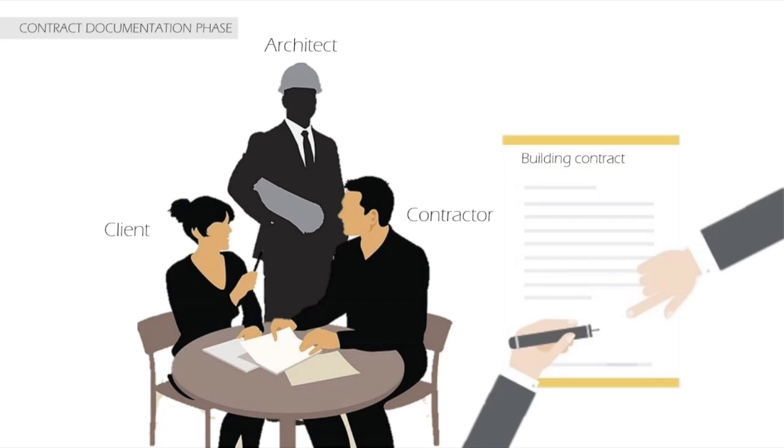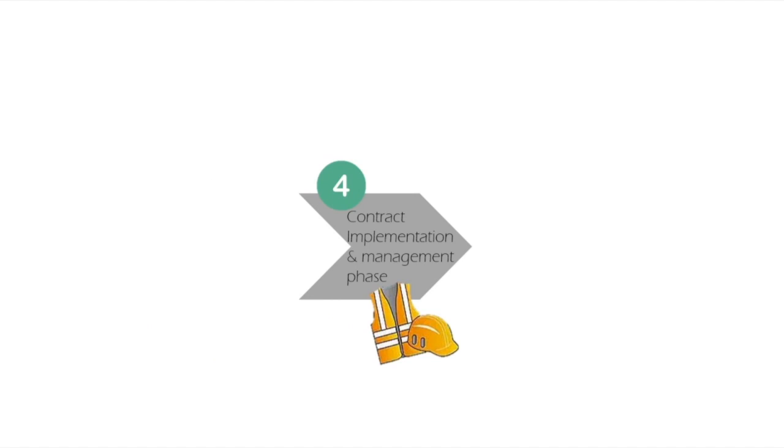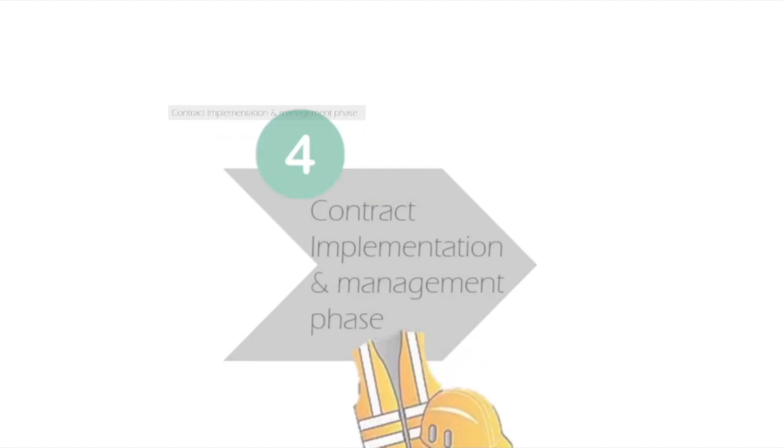The building contract sets forth the terms under which construction is to be carried out, the basis of remuneration, the time scale, and penalty, if any, for failure to comply with the terms of the contract. Construction will start in the fourth stage, which is the contract implementation and management phase.